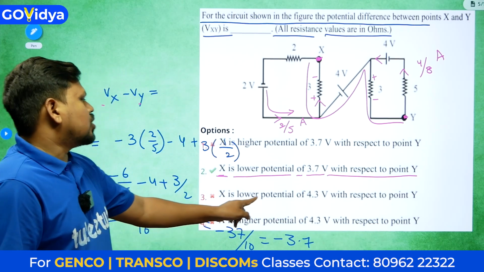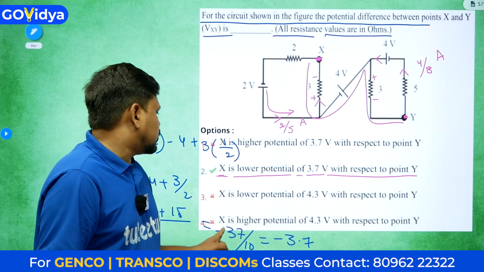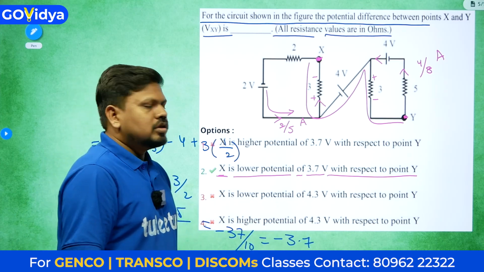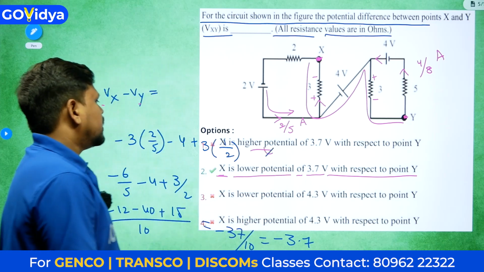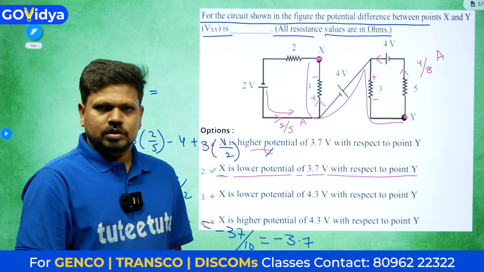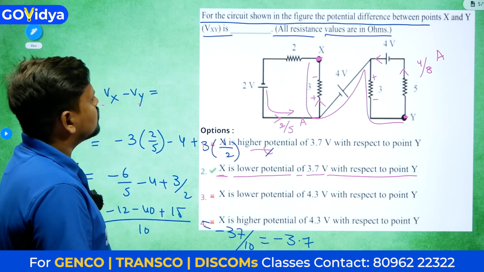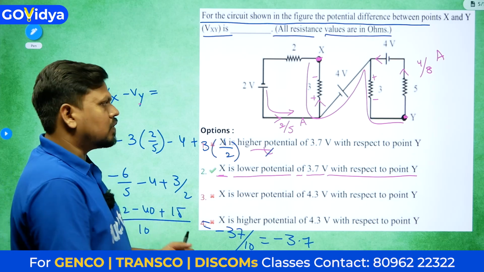In the other options, X is lower potential but the value is different, or X is higher potential, which is wrong. So that's why option 2 is the correct one. This is also one of the simple, basic questions they have asked.